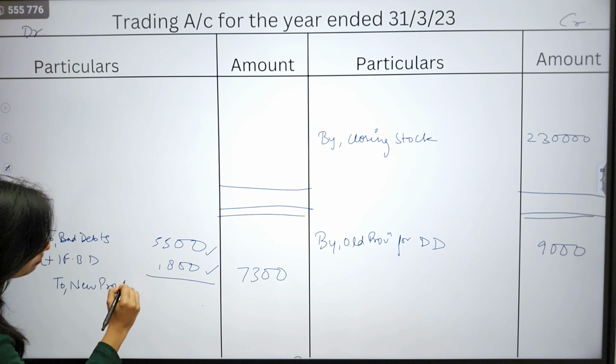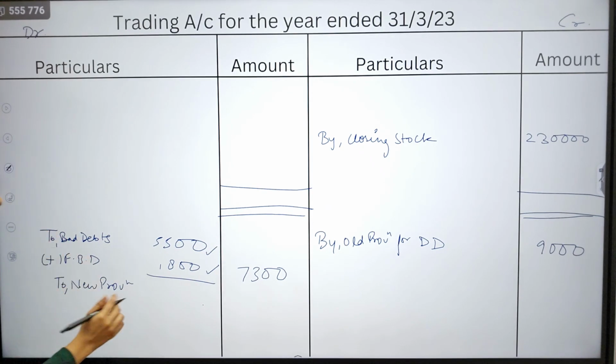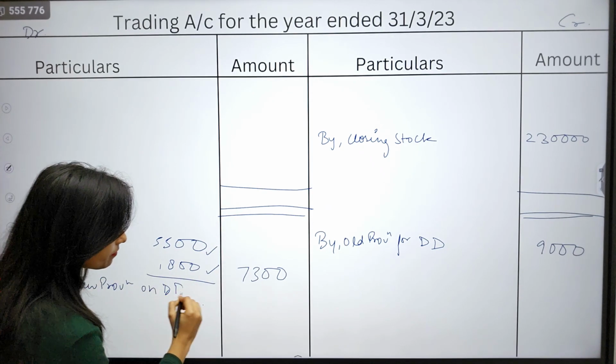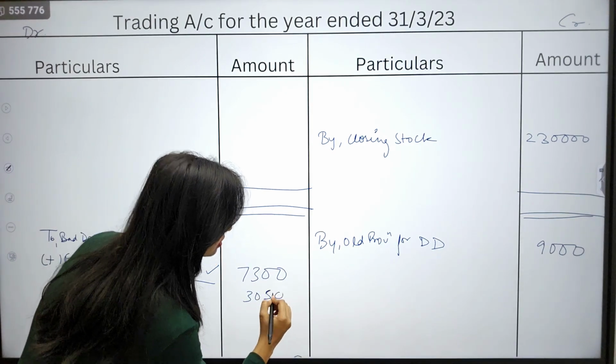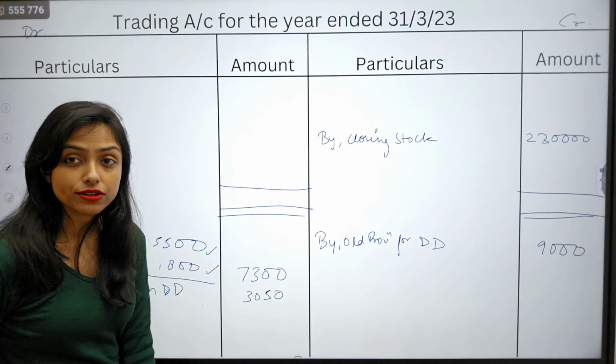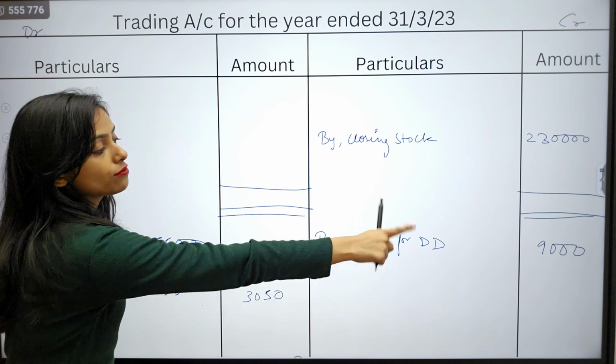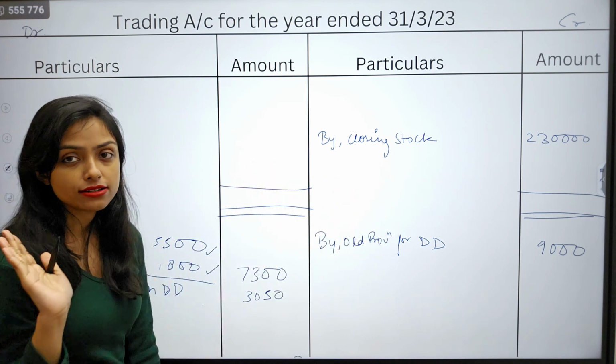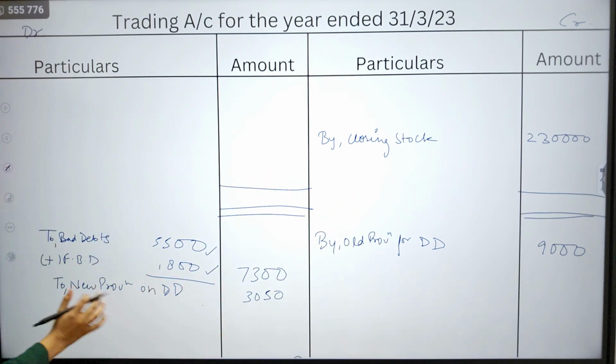New provisions we are making on the debit side. So new provision on doubtful debts, 3050, we will set aside from the profits now. And the previous, the old provision that was inside the trial balance, we have cancelled it off. Clear? Okay. So one place we have adjusted this.